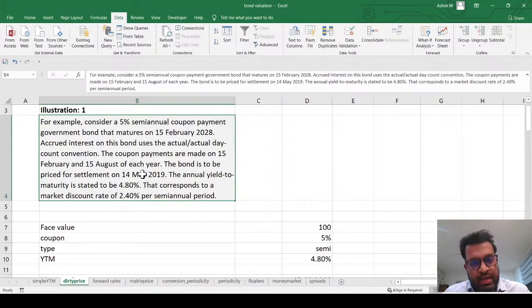So the guy who's selling on 14th May should get compensated for the accrued interest from the last day of coupon payment. That is 15th February, when he last received. From 15th February to 14th May, what happens to the interest? Ideally he should get the interest. He held the bond, so he will want compensation for that. So that we have to calculate.